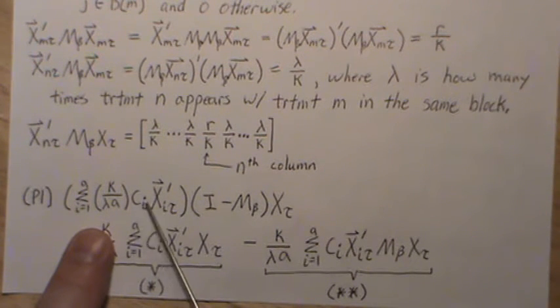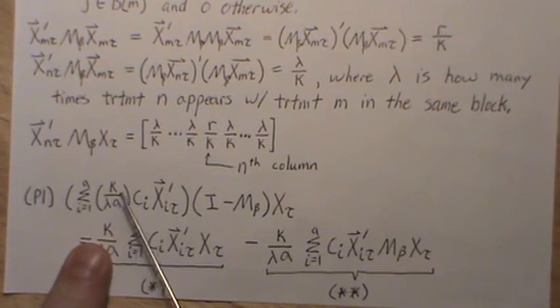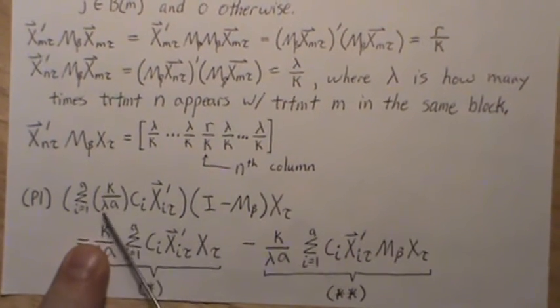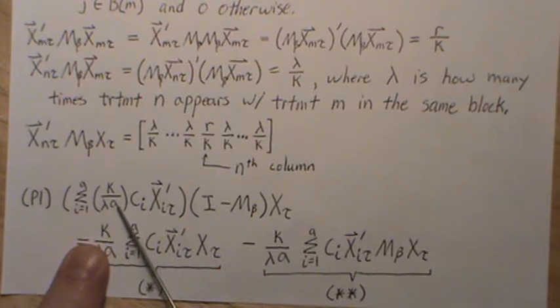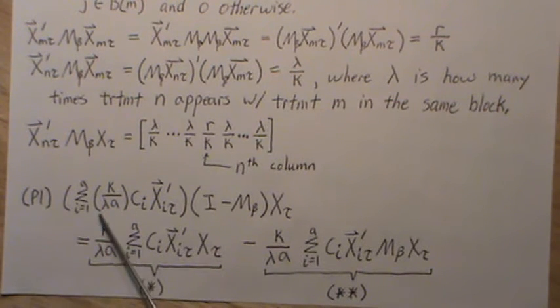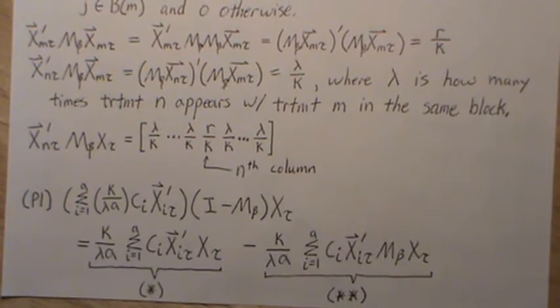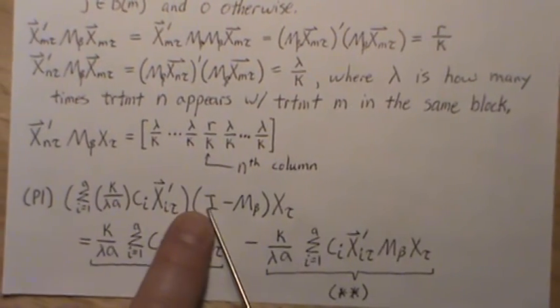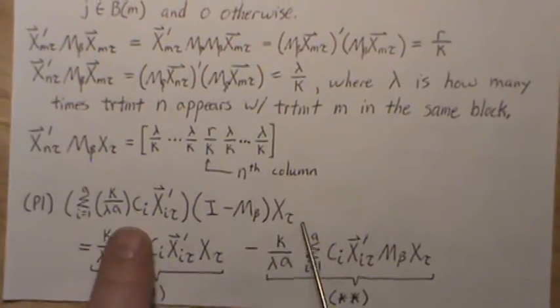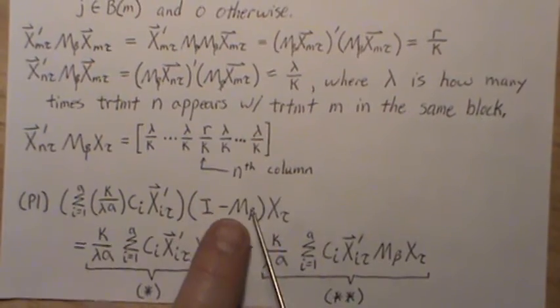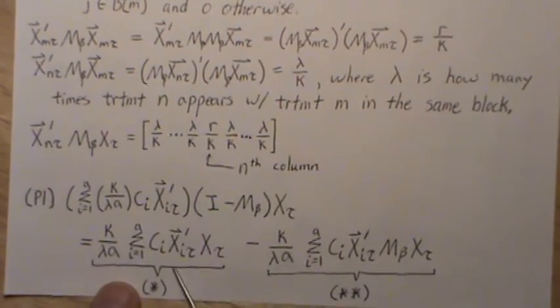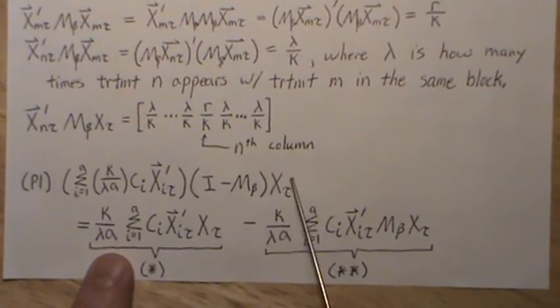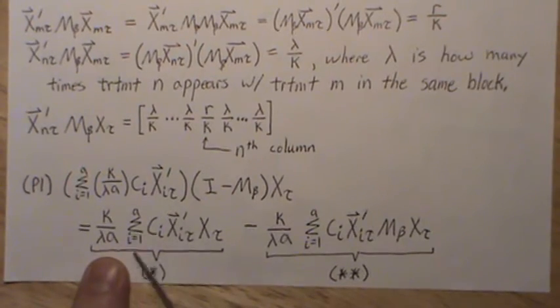We're going to put an arbitrary constant in front, and then we're going to use k, lambda, and a. A is the number of treatments, lambda is the number of times treatment n appears with treatment m, k is the number of treatments within a block. So what I want to do is take this junk and this times that, and then subtract it from this, multiplied together. So that first one comes down, right, the x tau, and then this junk is here.